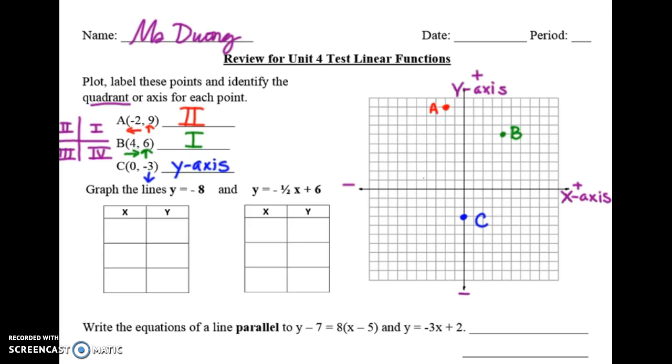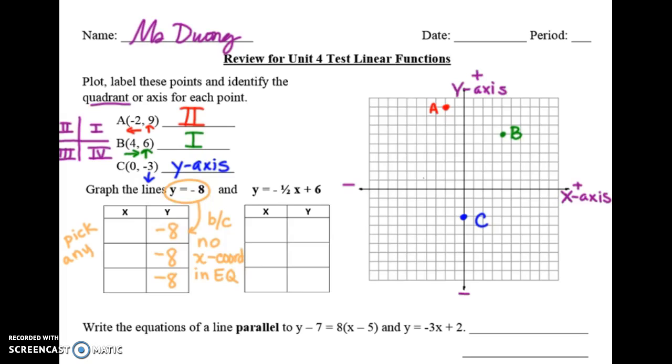Point C is on the y-axis because the -3 is in the place for the y coordinate in the ordered pair (0, -3). The next set of directions ask you to graph lines. Anytime you have a line with only one variable, that line will either be a horizontal line going from left to right or a vertical line going up and down. Since this line says y equals -8 and there's no x in the equation, all of the y's in the table will be -8.